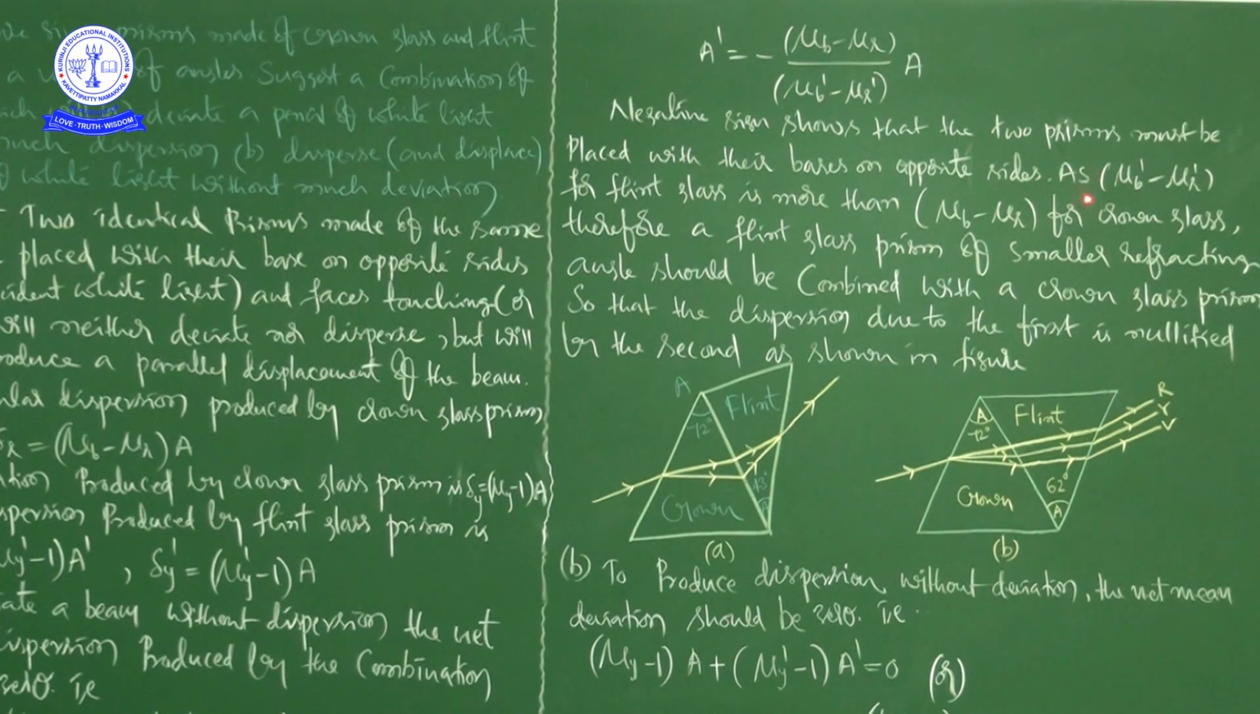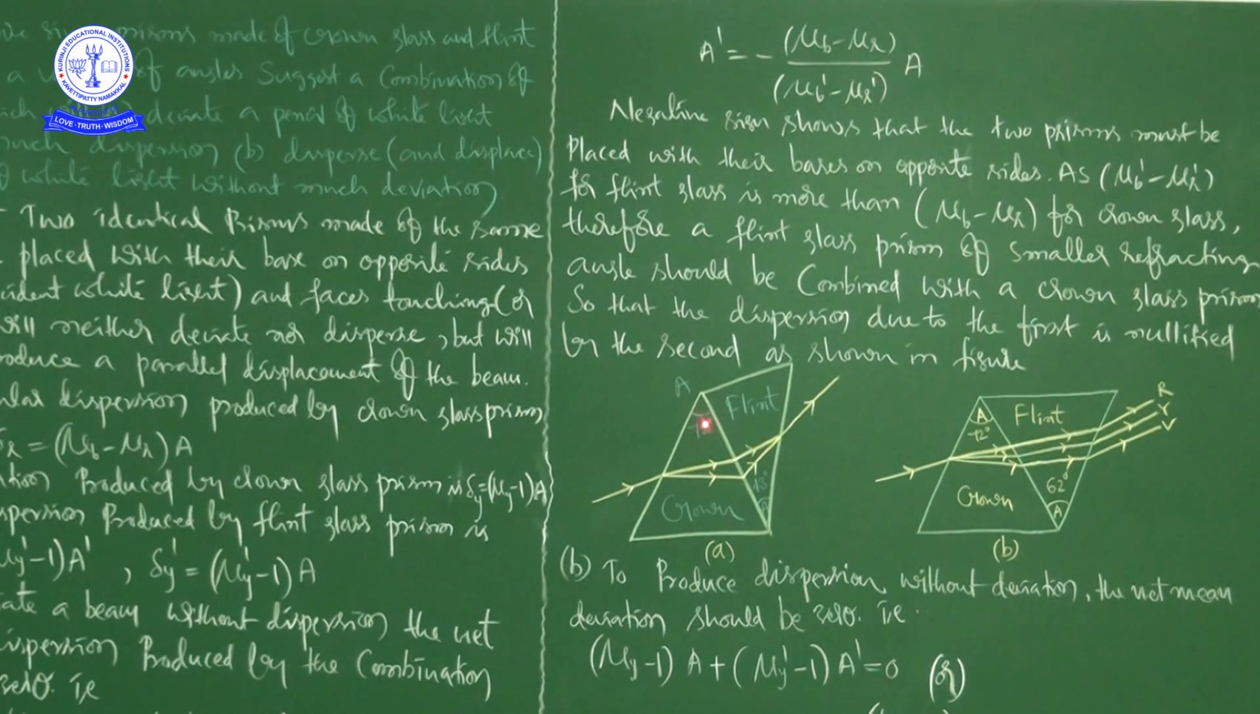As mu b dash minus mu r dash for flint glass is more than mu b minus mu r for crown glass, therefore a flint glass prism of small refracting angle should be combined with a crown glass prism, so that the dispersion due to the first is nullified by the second, as shown in figure A.